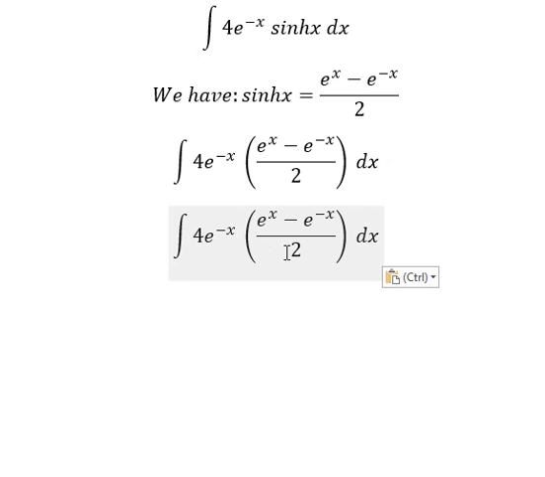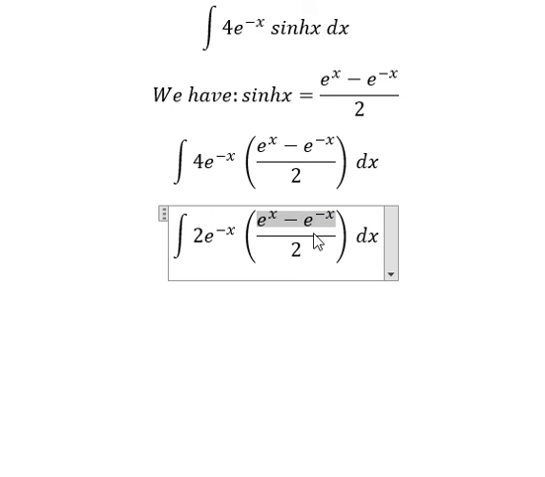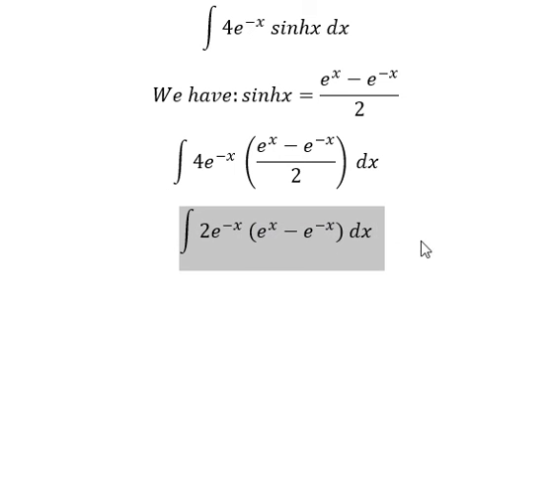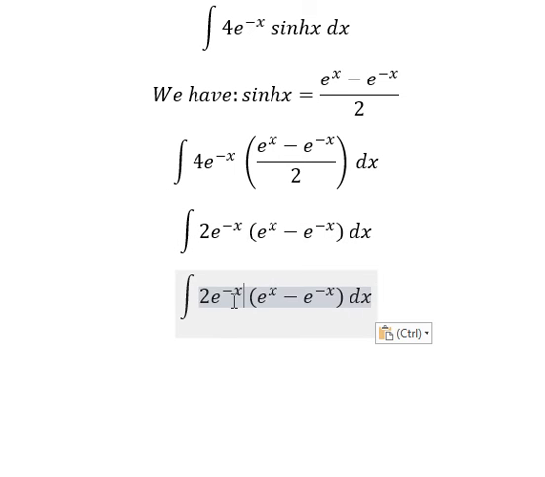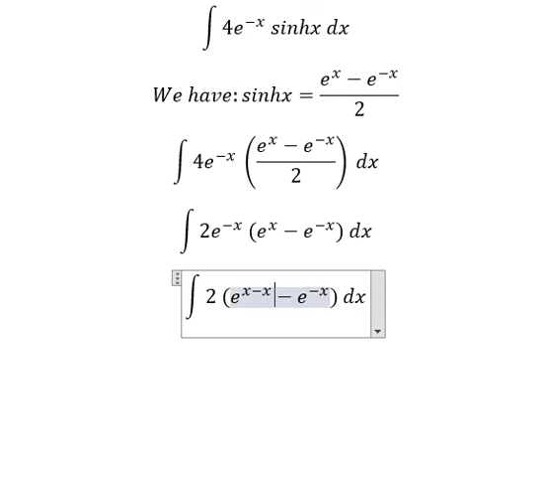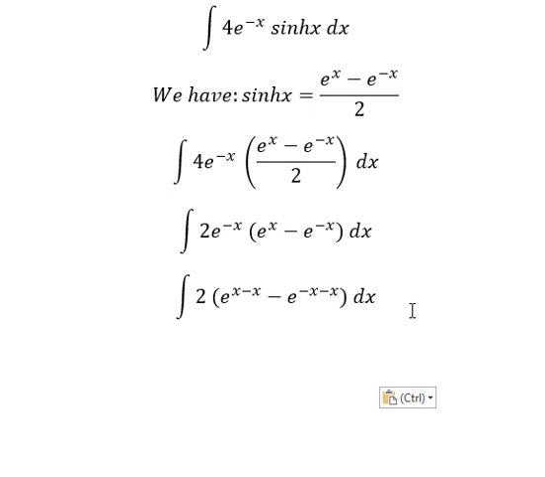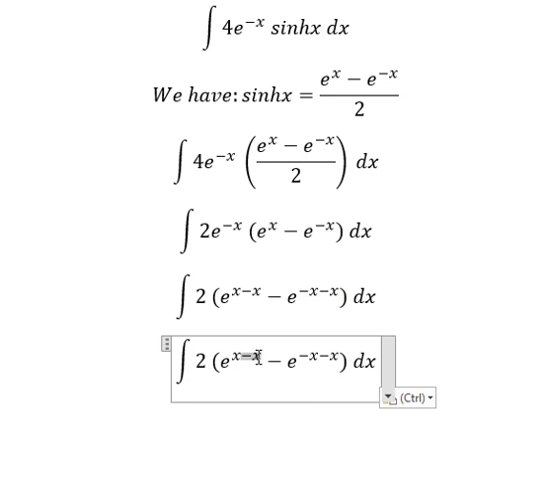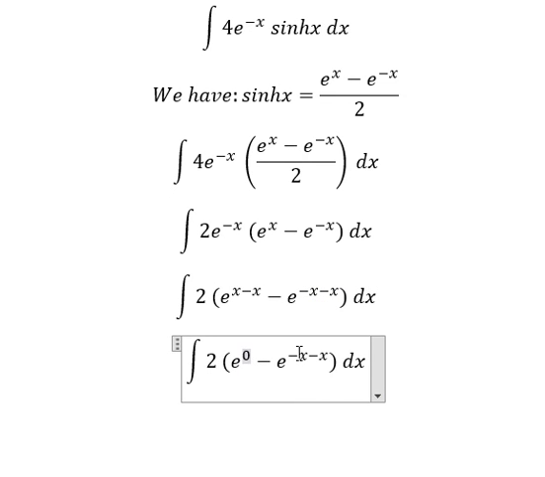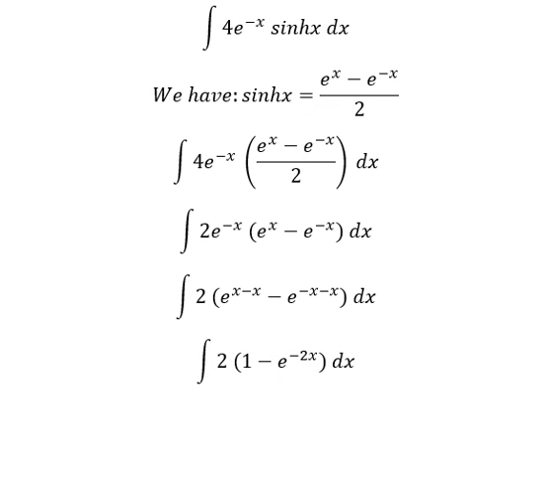So number 4 divided by number 2, we have number 2. Next, this one multiplied by this one and this one. So this one you got number 0. This one we have negative 2x. This one we have number 1.